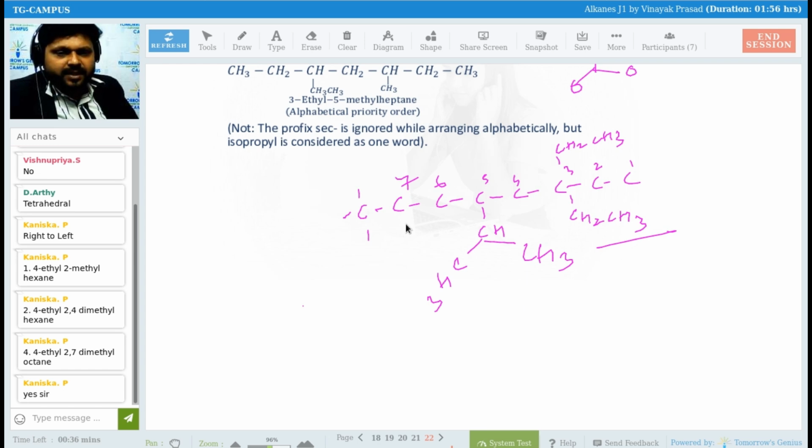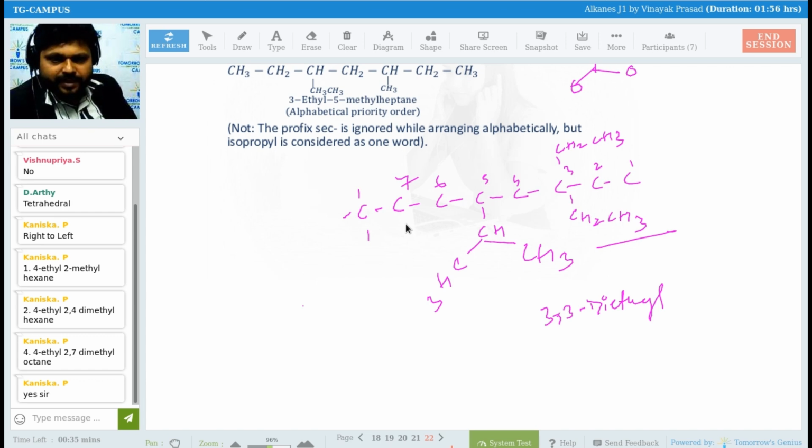See guys, can we say 3,3 diethyl? Can we say like this or not? Please tell me guys. 3,3 diethyl, right? And at 5th position, what is there? 3,3 diethyl, 4 methyl, and 5 isopropyl. 5 isopropyl and 4 methyl octane. 4 methyl octane. What do you say?